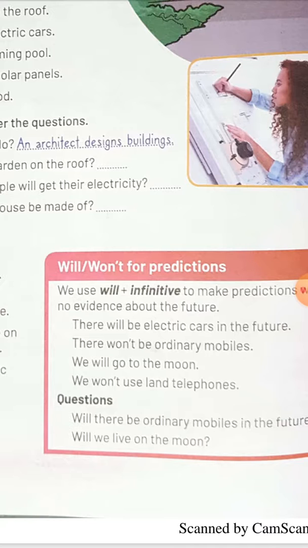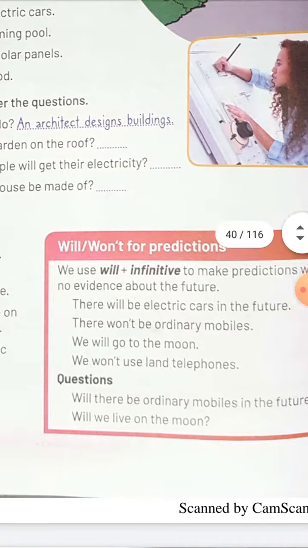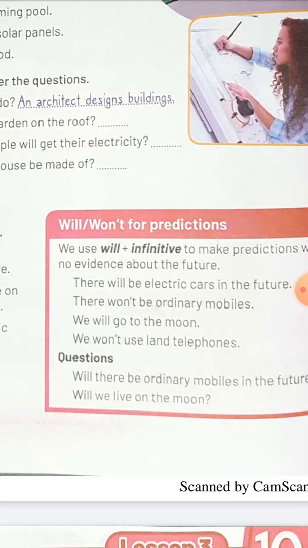There won't be ordinary mobiles. Do you have evidence that the common mobiles of today will stop in the future and be replaced by other mobiles? No, we don't have any evidence. It's called prediction without evidence. We will go to the moon. We won't use land telephones. All these are predictions that will happen in the future.